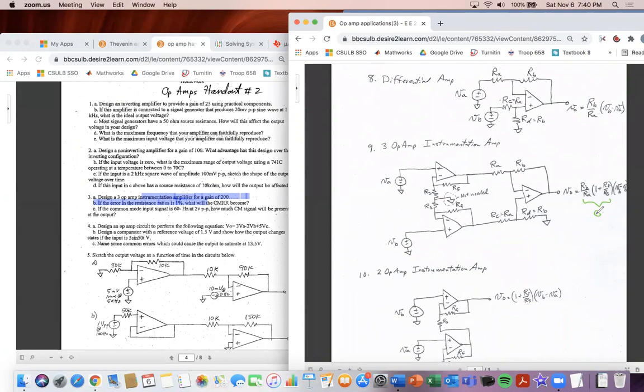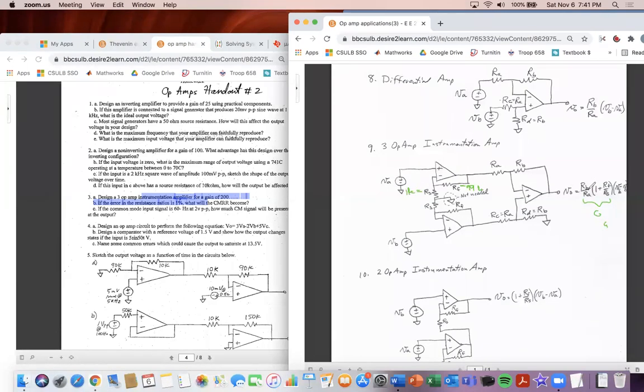So the gain to get 200, what you can do is for RF over RS, 1 plus, if we want 100 here, let's just do 99 for RF. So I'm just going to say 99K. And then for RS, it's going to be 1K. That's going to give us a value of 100 for a gain.